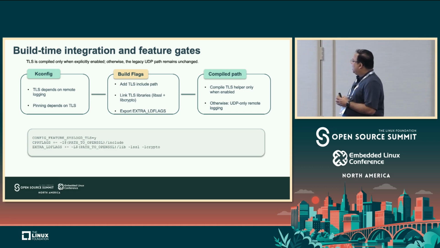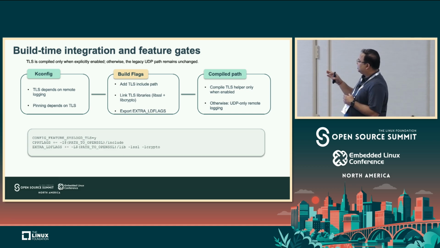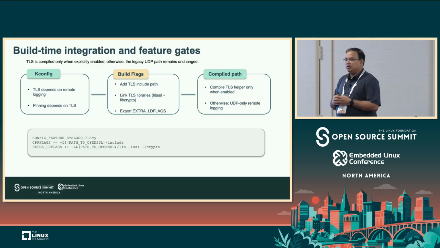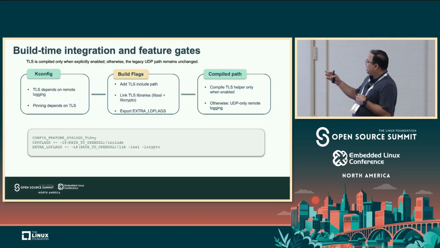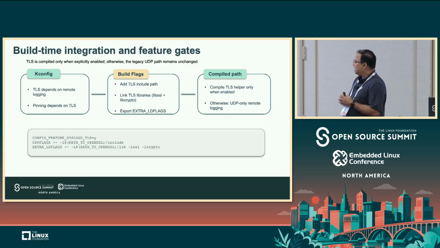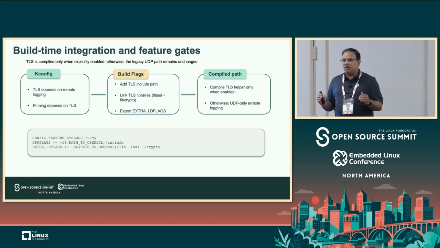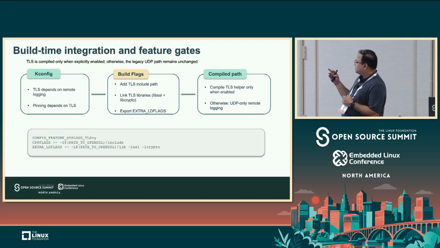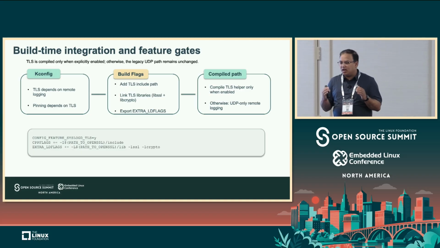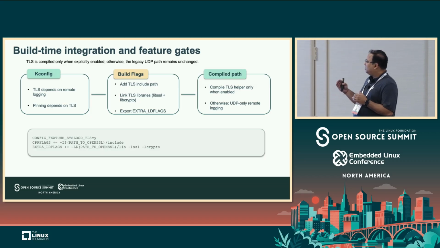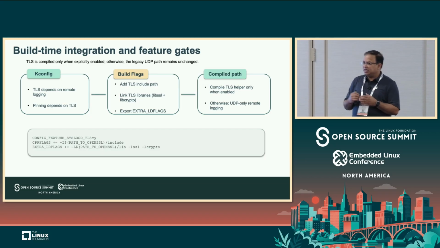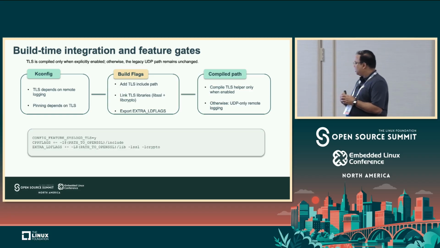So the build time integration is controlled through the Kconfig in BusyBox. And we have a specific feature flag to enable the entire functionality if somebody wants to. And then we have the CFLAGS to include the OpenSSL library includes, and the library paths to include the actual libraries needed to run the end-to-end setup.